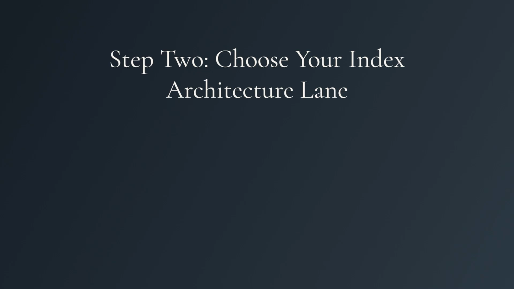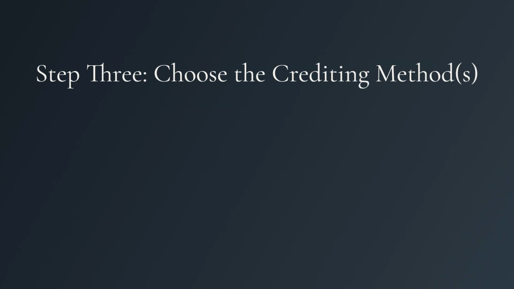Step 2 summary. Traditional equals responsiveness and cycles. Engineered equals stability and efficiency. Multi-year equals amplified potential. Choosing the lane is choosing the engine for your strategy. Step 3. Choose the crediting methods. Now that you know your objective and index lane, you select the crediting structure that matches your priorities. This is where allocation becomes strategic.